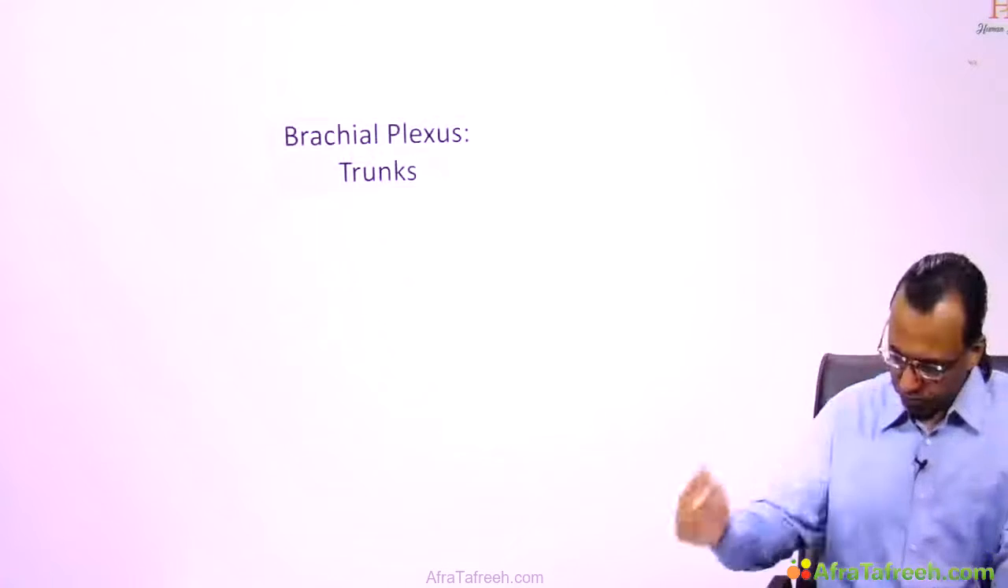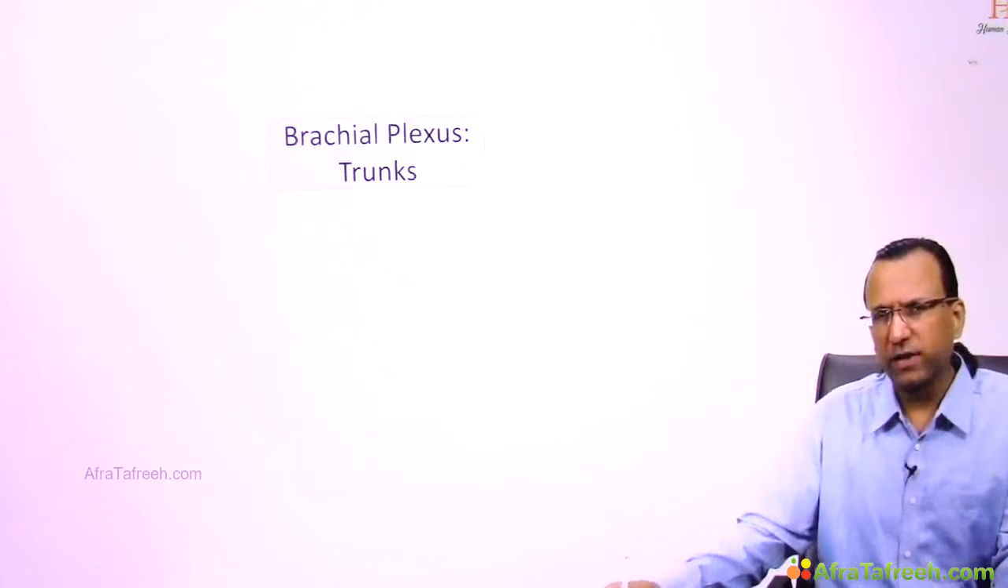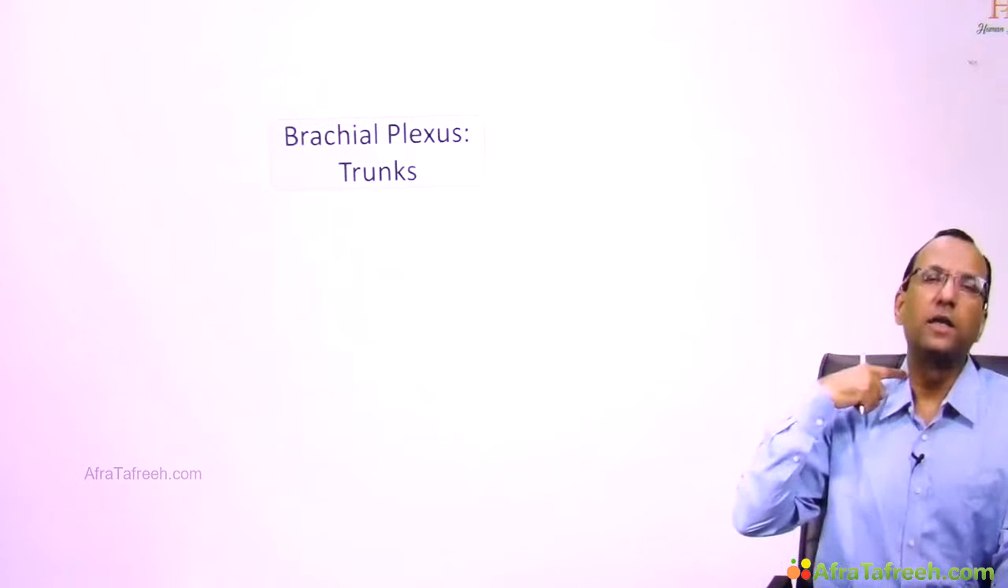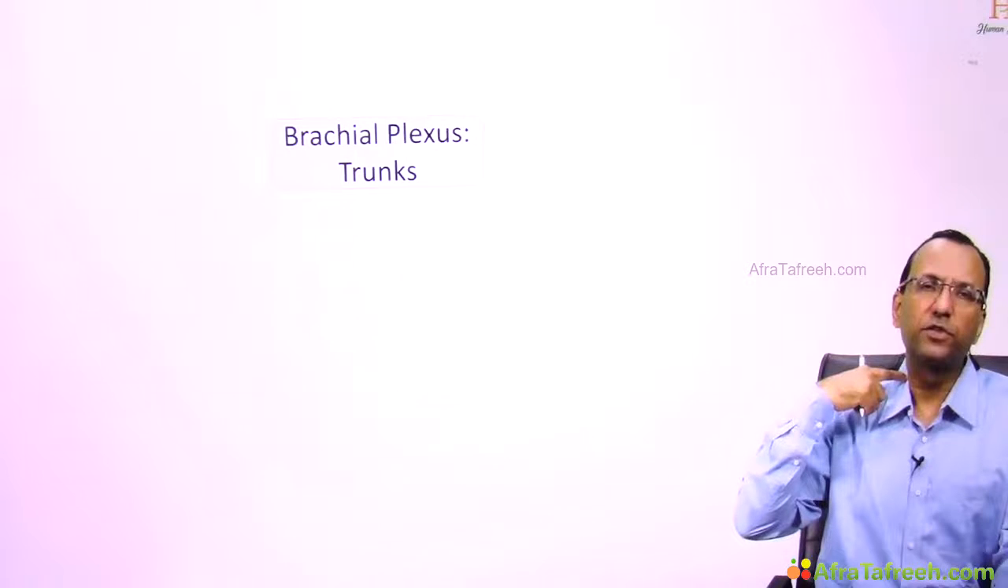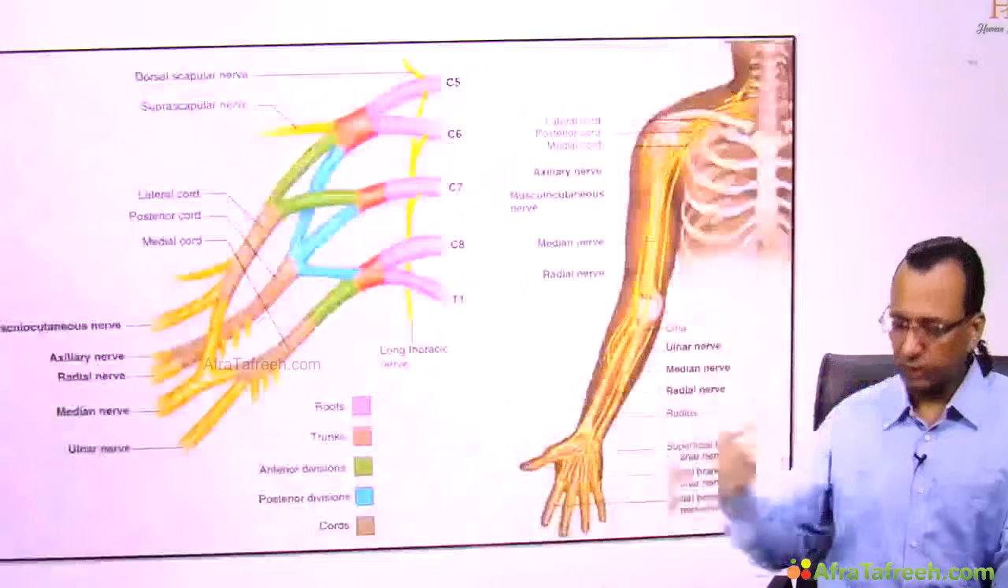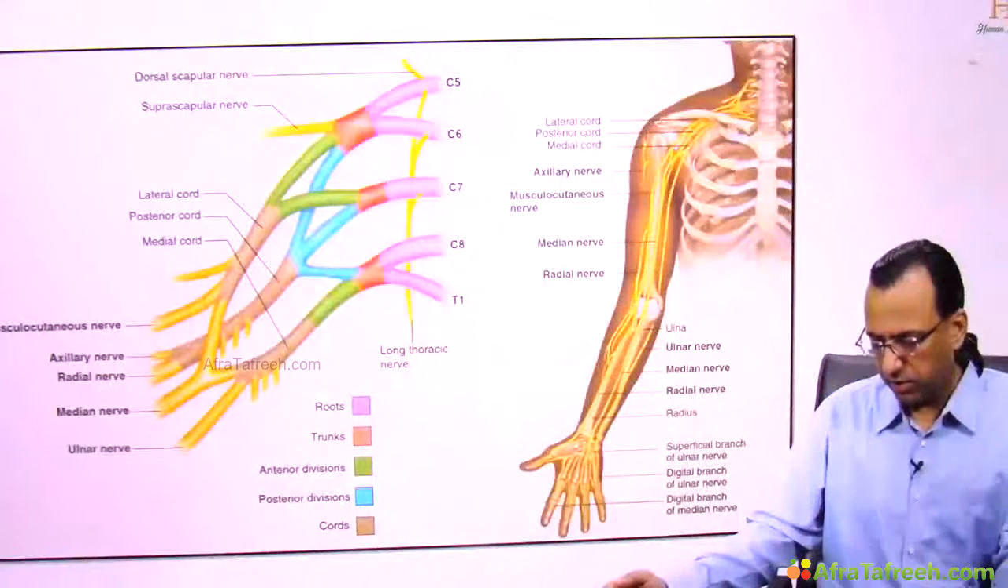Now we have to move on to the details of the trunks. Where are the trunks? The roots and trunks are in the neck region. And how many trunks are there? Three trunks. Which three trunks? Upper, middle and lower trunks. So let us talk about them. This is the upper, middle, lower trunk now.